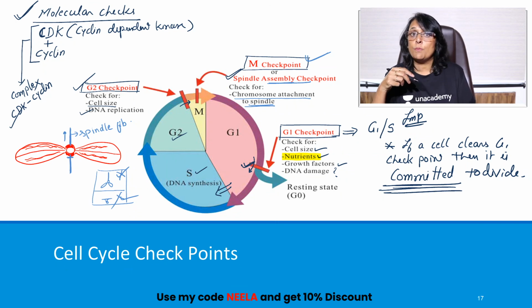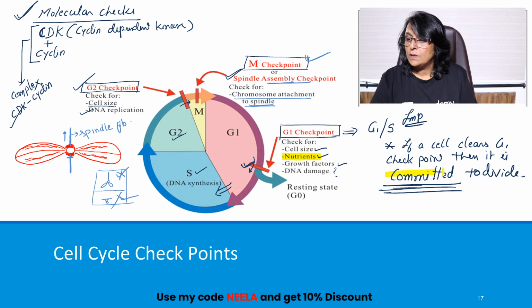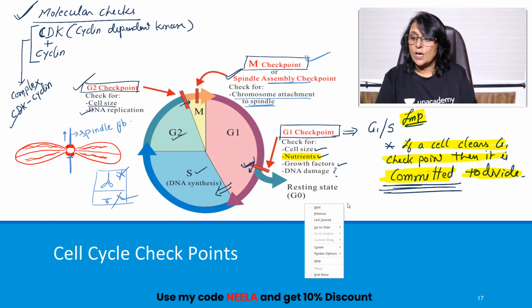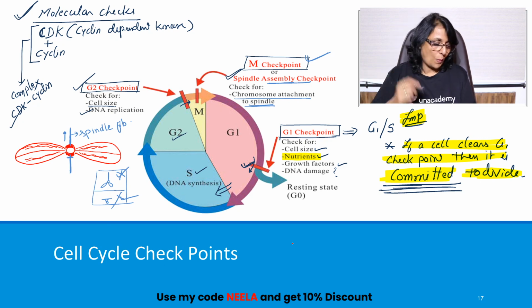There are 3 checkpoints to assure that proper division takes place. And the point which we made here, the cell is committed to divide if it has crossed the G1/S checkpoint. Very important. All checkpoints are designed in such a manner that nothing wrong takes place. Everything is properly done and the new cells which are formed are proper.